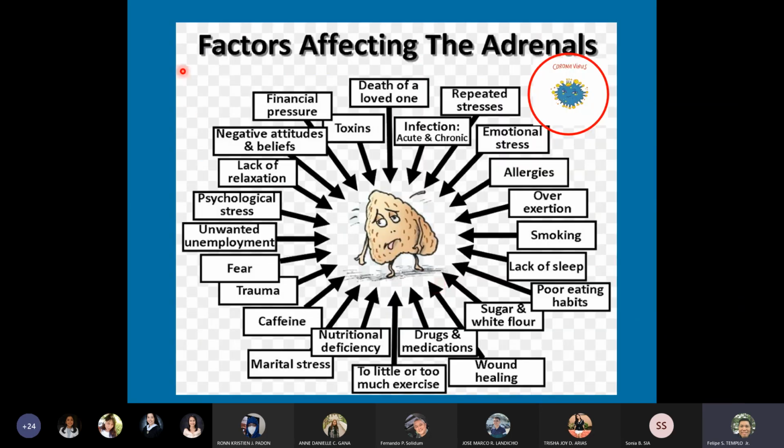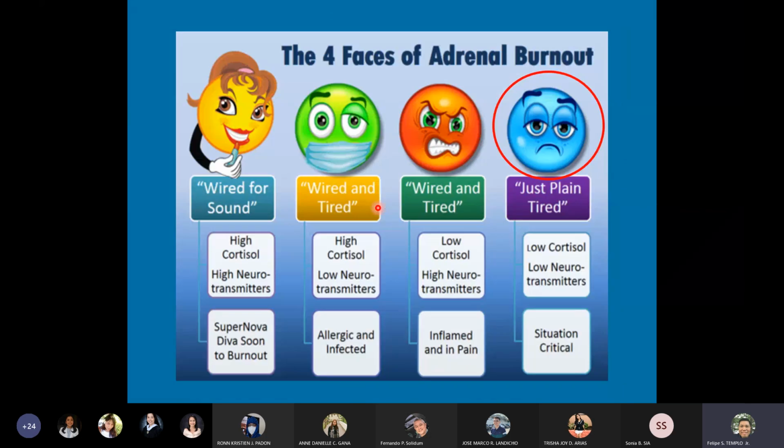And what are the factors affecting adrenal stress? We already discussed this, so I won't emphasize it. I just add that the coronavirus is, of course, a very important part of this stress source. So the four phases of adrenal burnout: probably most people in general are already at this stage, just plain tired, low cortisol, low neurotransmitter.